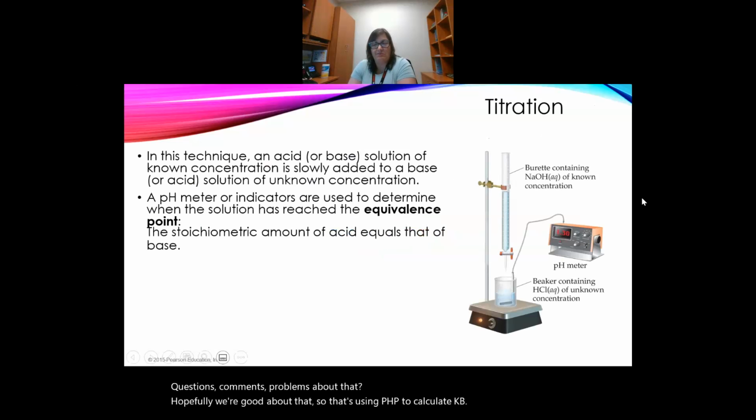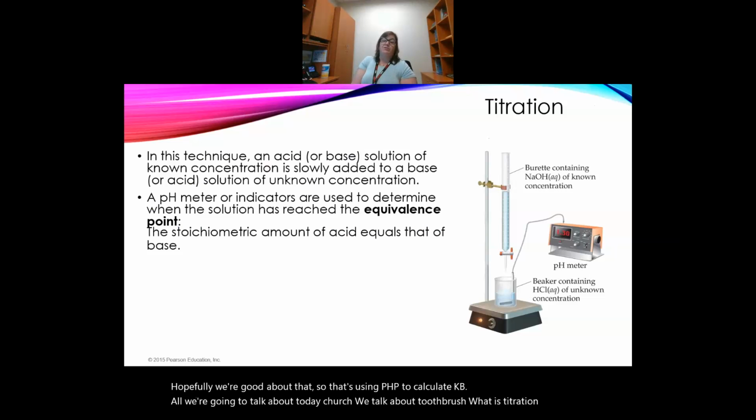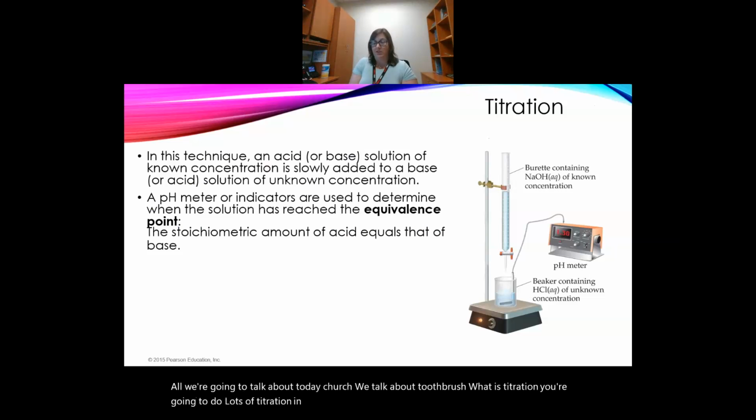Oh Lord, we're going to talk about titration. We need to talk about titration. What is titration? Well, you're going to do lots of titration. If you're in a physical lab, you would be expected to do these titrations. You do a standardization and then an actual titration. Typically, those would be done on the same day. Here, we don't have time for that, so that doesn't happen that way.